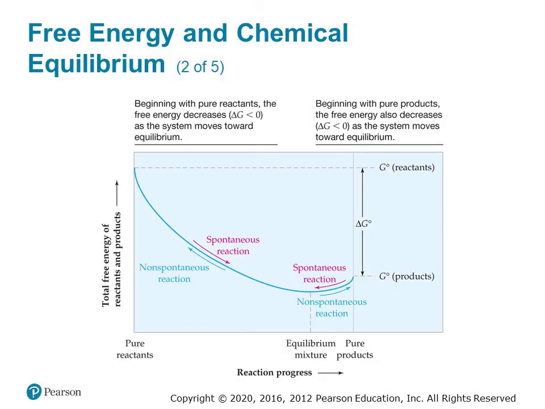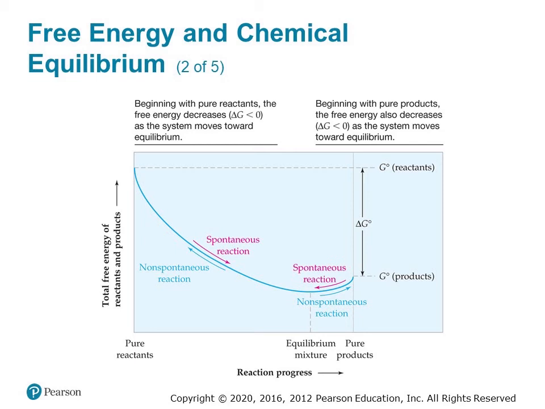If we plot reaction progress, in other words, the relative ratio of products to reactants, on the x-axis of a graph versus the total free energy on the y-axis, we see a graph that looks like this. At some point between exclusively products and exclusively reactants, there's a point of minimum free energy, and this corresponds to an equilibrium mixture of reactants and products.